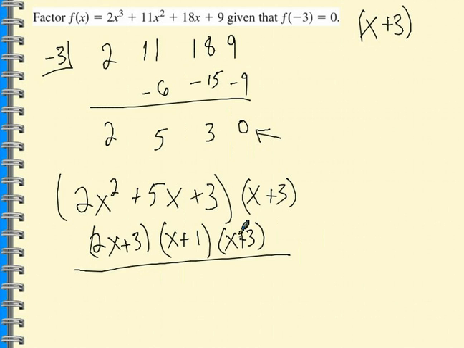So if we were to distribute all of these, if we were to FOIL and then distribute, we would end up with our f of x at the beginning. And so we're going to continue to use this in factoring polynomials and later on finding zeros of polynomials.